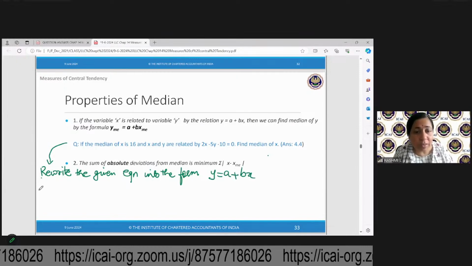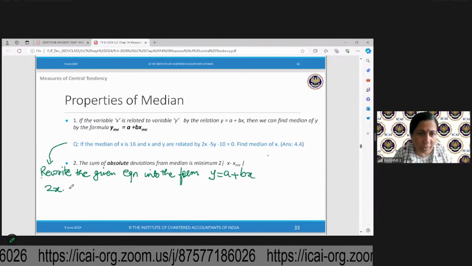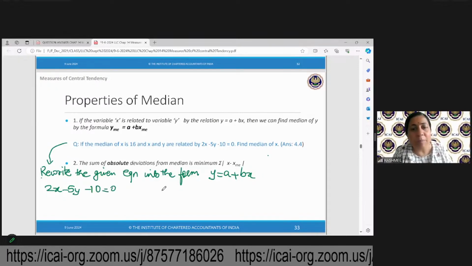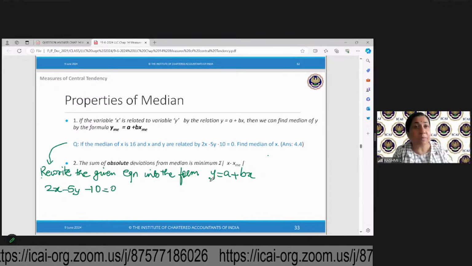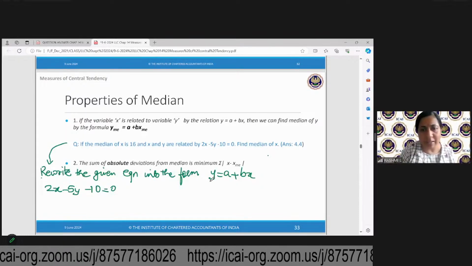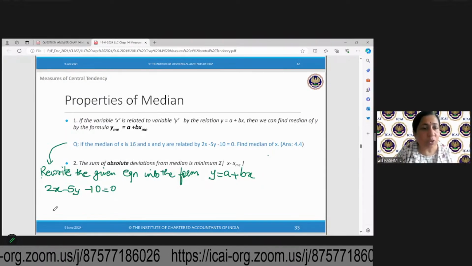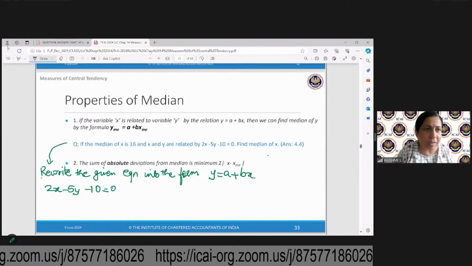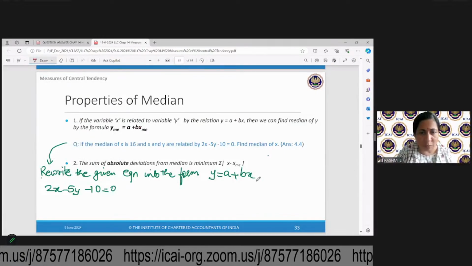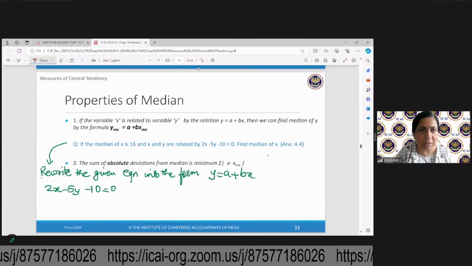Okay, what is the equation given to us? 2x minus 5y minus 10 is equal to 0. What do we need on the left hand side? We need y on the left hand side and everything else on the right hand side. So can you rearrange this and tell me the answer? Can you rearrange this? And I want it in this form. Y is equal to a plus bx. Can anybody give me the equation?